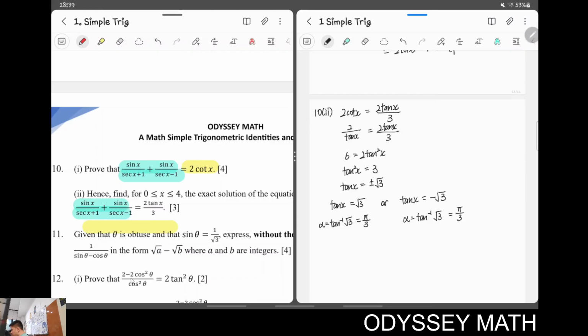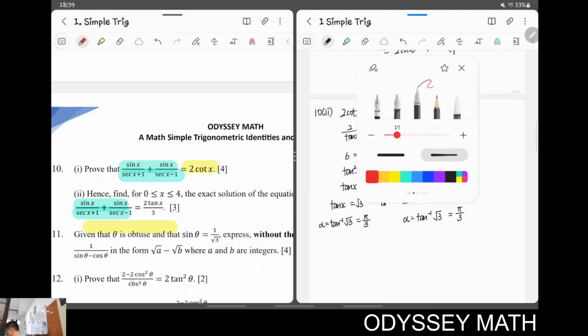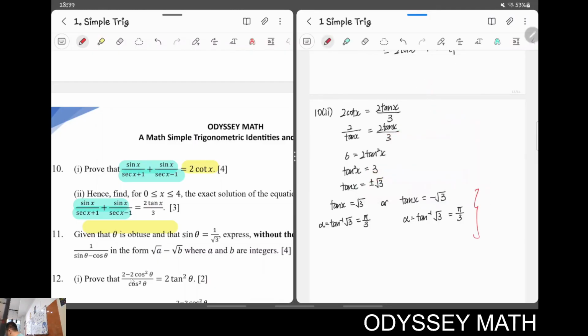Just a side note for you is that it isn't that easy to see that it's pi over 3. So I want you to do it in your calculator. You key in tangent inverse square root 3. Your calculator won't give you pi over 3, so you need to divide by pi. You can do it in your calculator. Divide by pi to know what fraction to put. So after you key in tangent inverse square root 3 and you divide by pi, you will get 1 over 3 in your calculator. So that is how you get the exact form.